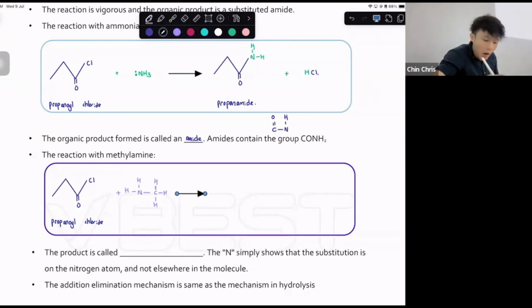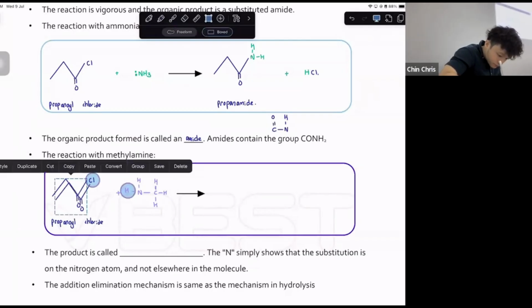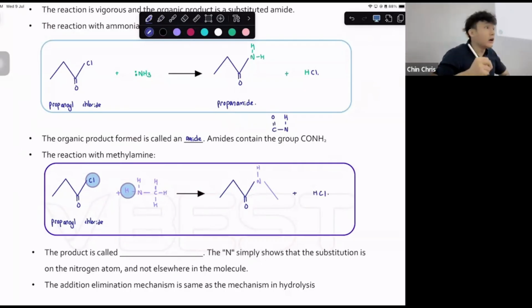Alright guys, what does it turn into? Cl and H are removed. Then it turns into an N, H, and a CH3. So I join like that, NHCH3, okay? And plus HCl. Alright guys, the naming I'll teach you later. Now I just want you to write it as N-methylpropanamide.